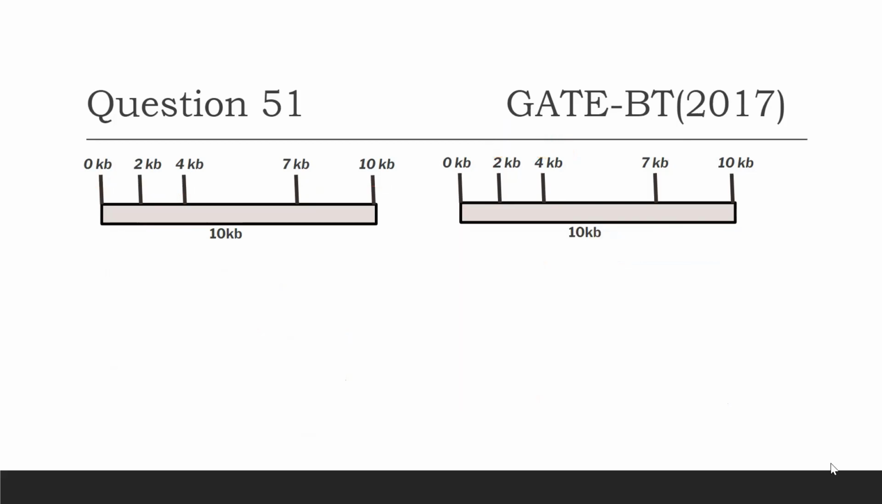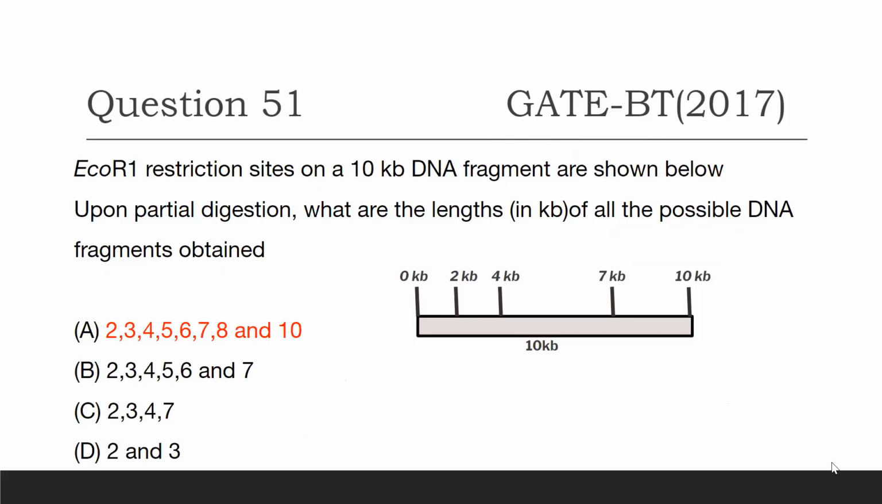So let's see the options given to us. Option D is therefore not correct. Option C is also not correct. Option B is also not correct. 2, 3, 4, 5, 6, 7, 8, 10. So option A is the correct one. So you will get the length of fragments as 2, 3, 4, 5, 6, 7, 8, and 10 kb when you run it on a gel.